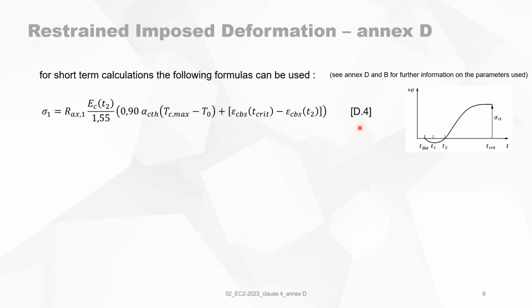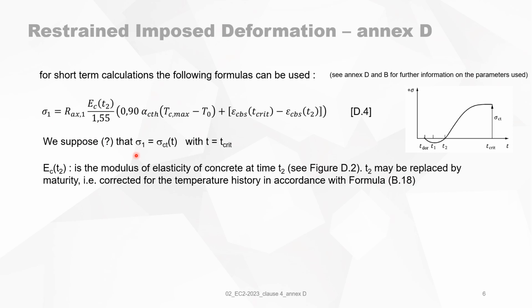Formula D4 of the code says that sigma 1 equals what is written here. Now we will look at that in detail. First of all, we suppose, because it's not stated in the code, that sigma 1 equals sigma CT from the previous formula of cracking risk. And we assume that T equals T critical. So that's the first assumption.